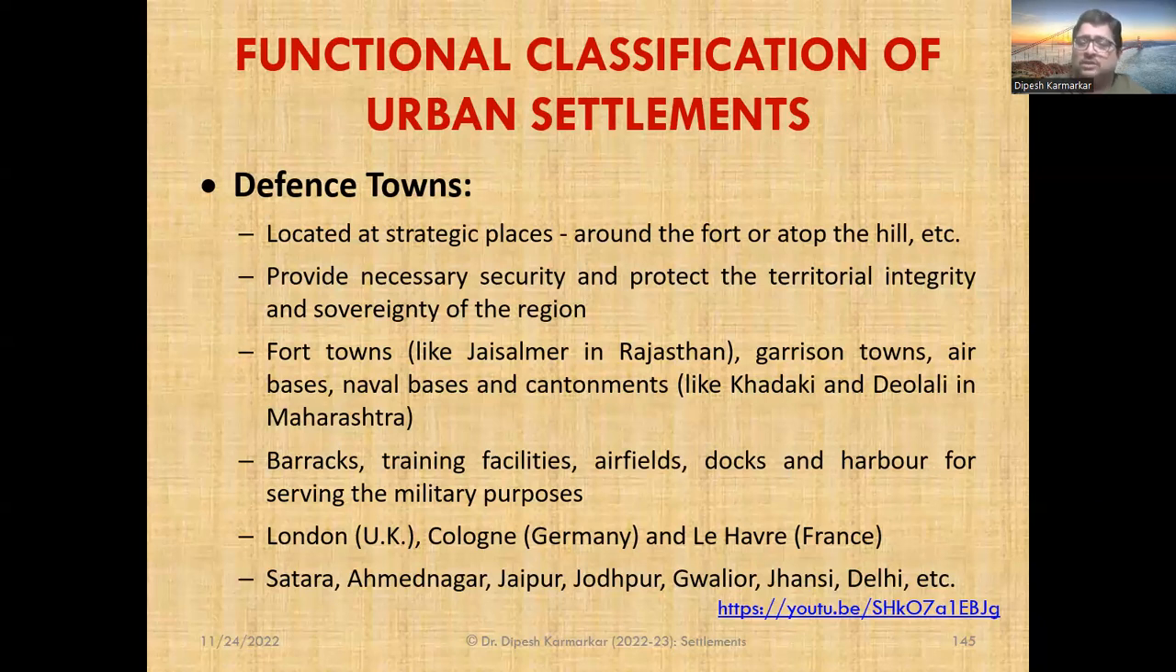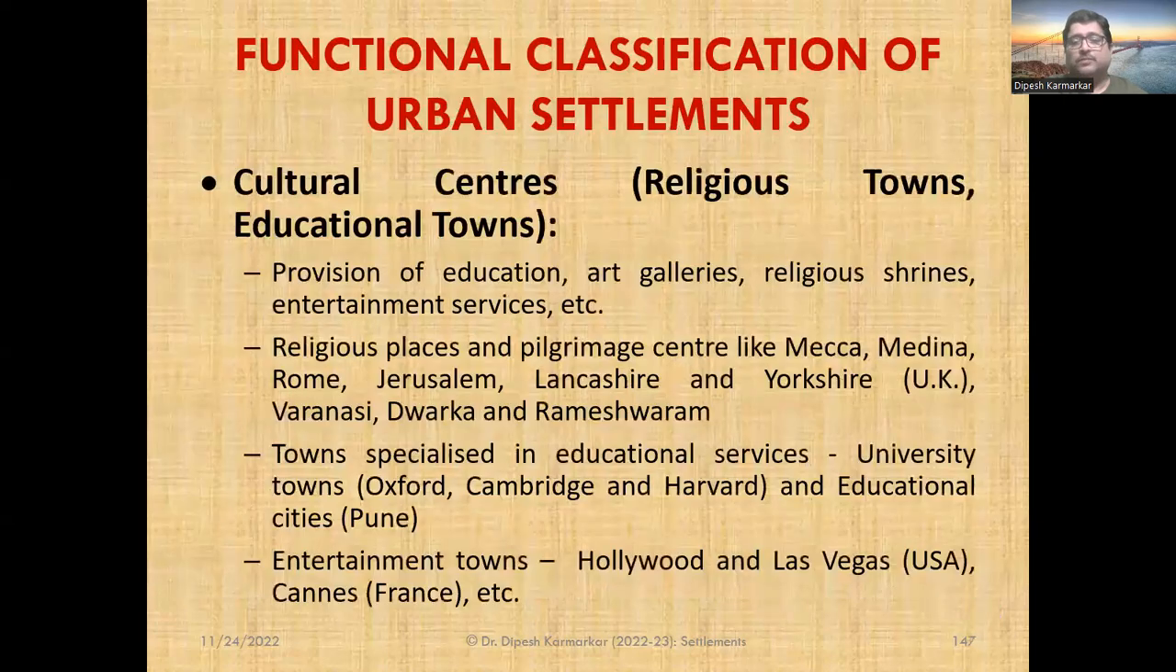So fort towns, garrison towns, air bases, naval bases or cantonments are the kind of towns which are usually defense towns. Jaisalmer in Rajasthan, or Khadki and Devlali in Maharashtra, are some very good examples of fort towns and cantonment towns, respectively. World level examples again can be London, Cologne, or Le Havre in France, or Satara, Ahmednagar, Jaipur, Jodhpur, Gwalior, etc. from India. So these are all defense towns.